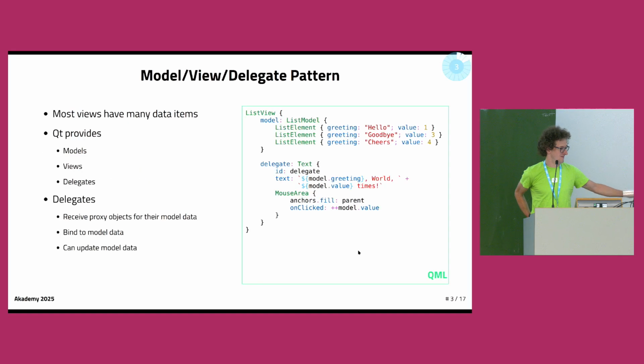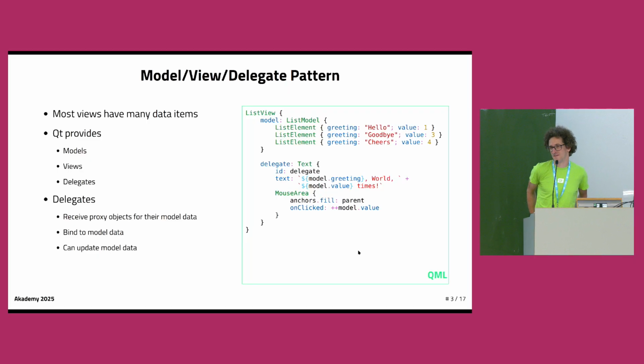So the model view delegate pattern. Actually, that's one thing that sets QML apart a bit. Other languages do it differently. So how do we do that? We usually have many pieces of data you want to show on your screen, and those are organized in a view, and they come from a model.